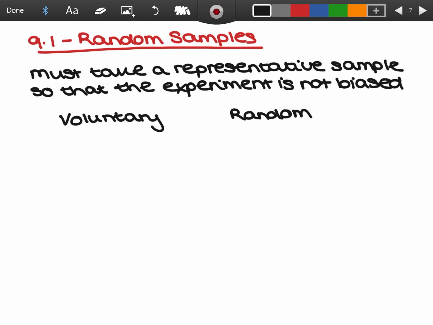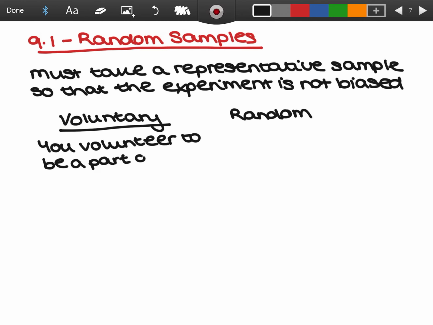Okay. Voluntary sampling, as it suggests, is when you volunteer to be a part of that experiment. When you volunteer to be a part of that sample. A classic example is whenever someone looks in a magazine and they say, oh, reply to us and let us know what you think on this particular topic. So a voluntary sample is when you volunteer to be a part of the sample.